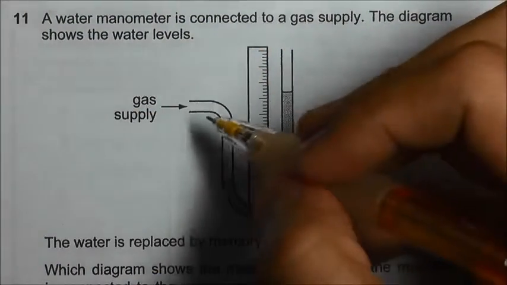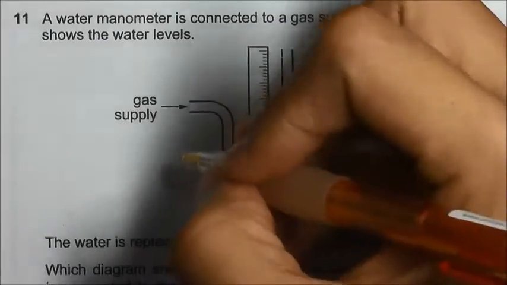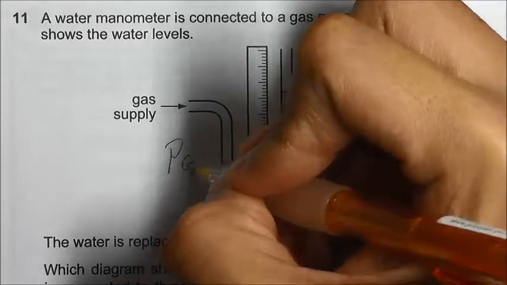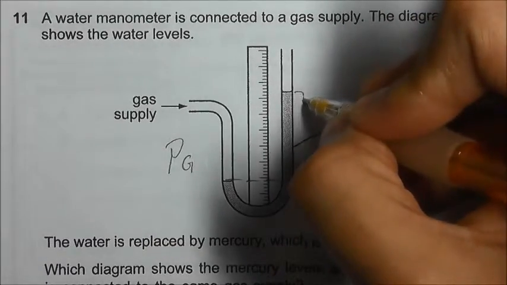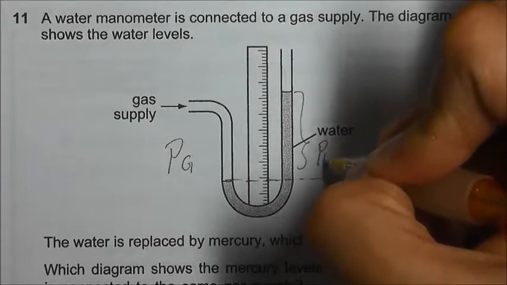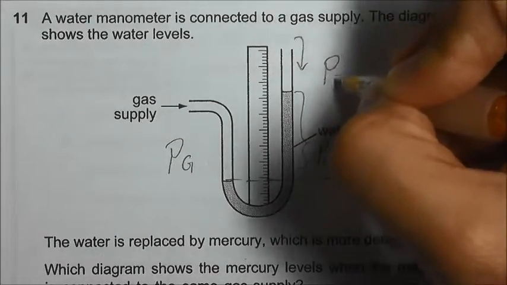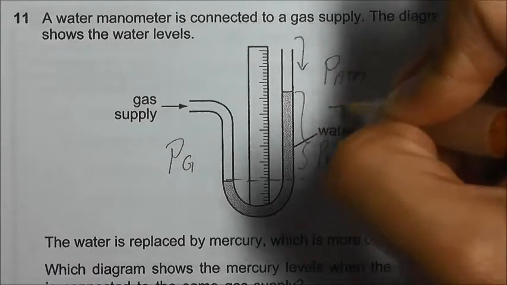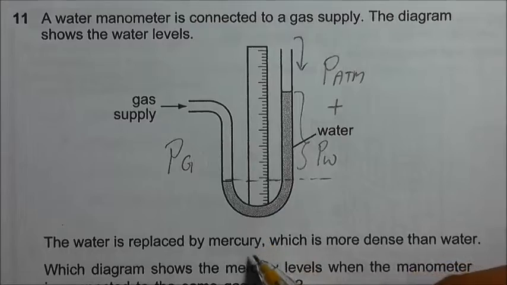Okay, we have a gas supply that is connected to a manometer as shown. So the pressure of the gas here is equivalent to the pressure of this column of water plus the atmospheric pressure. Okay, so now we replace the water with mercury.